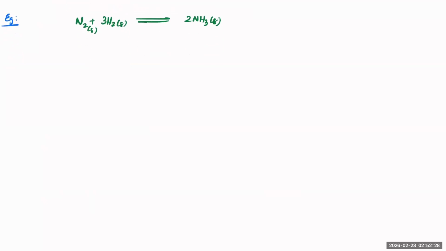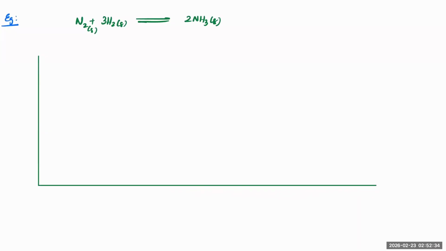Now imagine, suppose it was originally at equilibrium. This was originally at equilibrium, and N2 is changing like this. Let's say H2 is also decreasing. Concentration of H2 is decreasing like this, and ammonia is increasing like this. And this is where it was at equilibrium. This is the equilibrium, right? So this is the first equilibrium, correct?